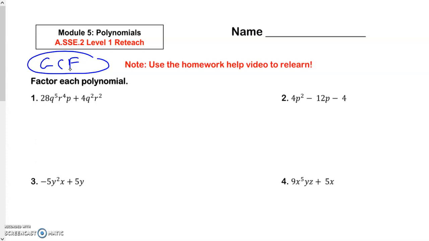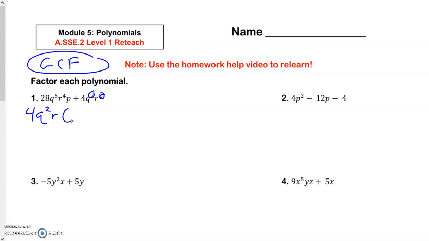So if you take a look here, we're going to look for the greatest common factor between 28 and 4. And the greatest common factor is 4. And then I'm looking at the exponents. And when I do exponents, I always look for the one that is smaller. Between Q to the 5th and Q squared, I'm going to take the Q squared. And between R to the 4th and R to the second, I'm going to take the R to the second.